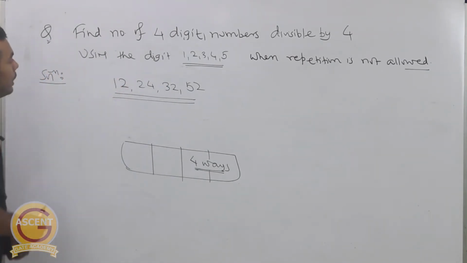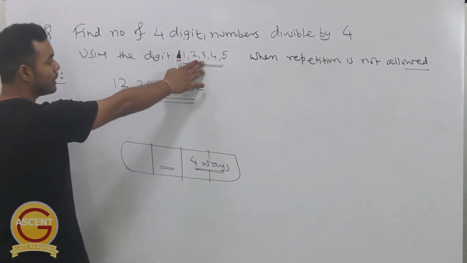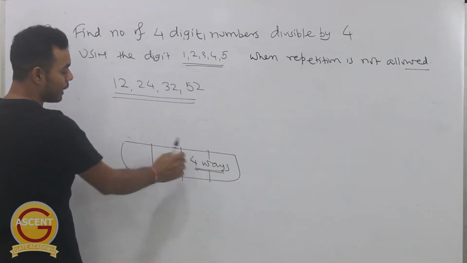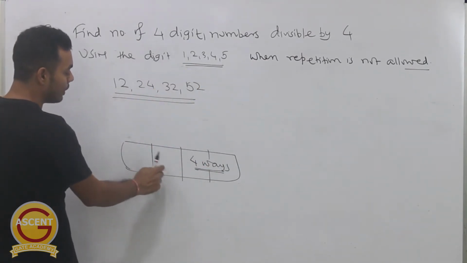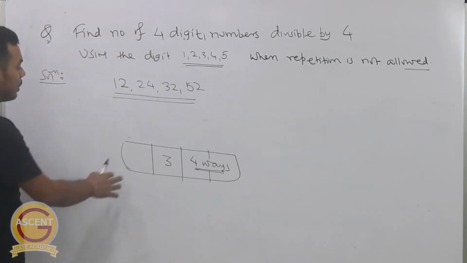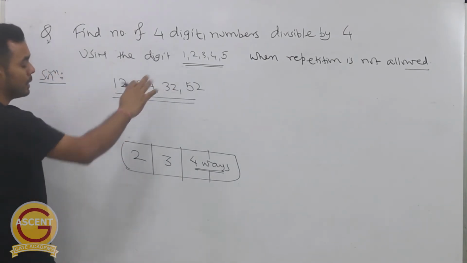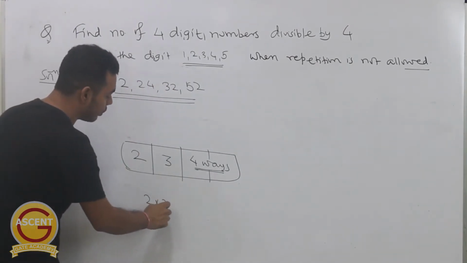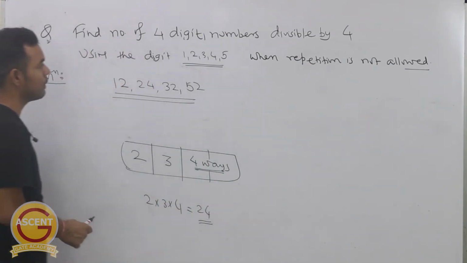divisible by 4. Now the number of ways to fill this 100th place: total 5 digits are there, 2 digits are at unit and 10th place. So this means the remaining number of digits is 3. So the number of ways to fill the 100th place will be 3, and the number of ways to fill the 1000th place will be 2. So here the number of 4-digit numbers divisible by 4 will be simply 2 into 3 into 4, which is 24. Okay, so this was a very basic problem.